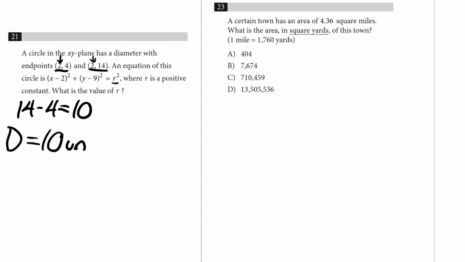In the equation, they don't ask for diameter, they ask for radius. In order to get the radius, we're going to divide the diameter by 2. And so 10 divided by 2 is 5. What is the value of r? The value of r is 5.